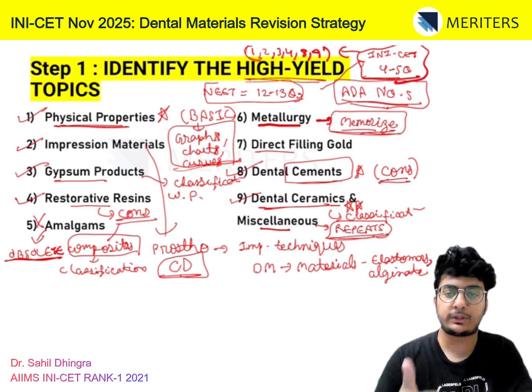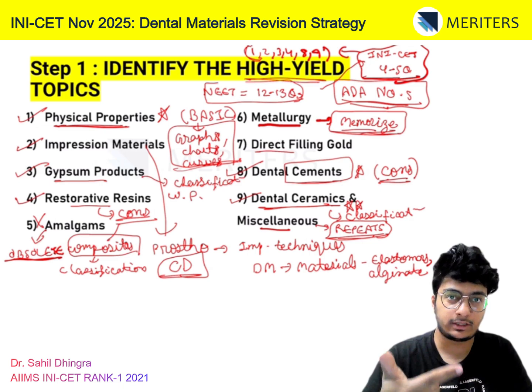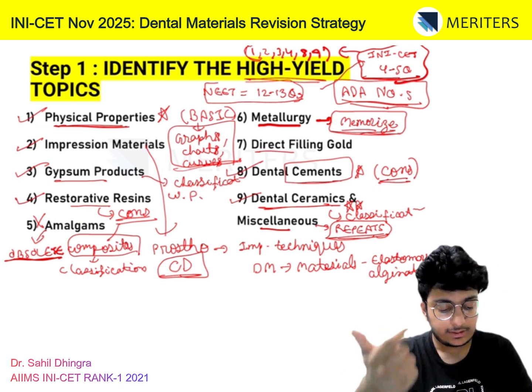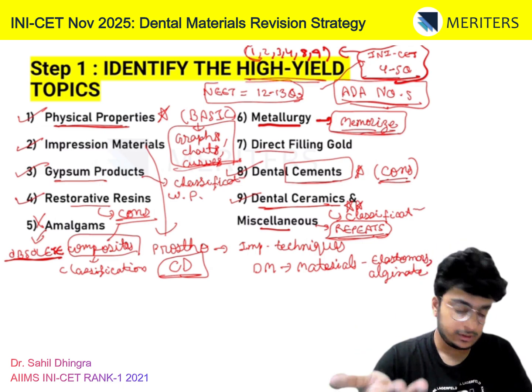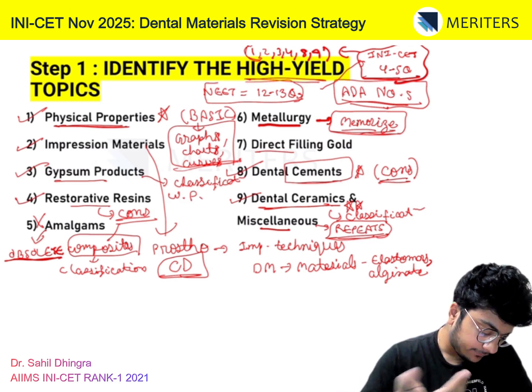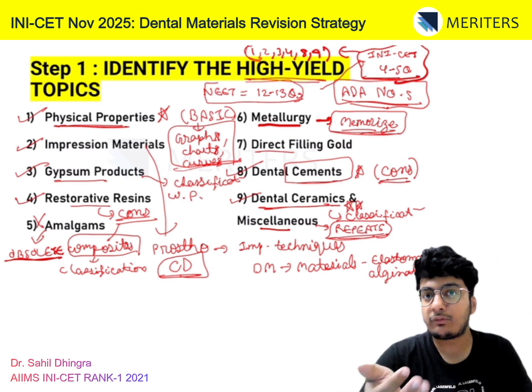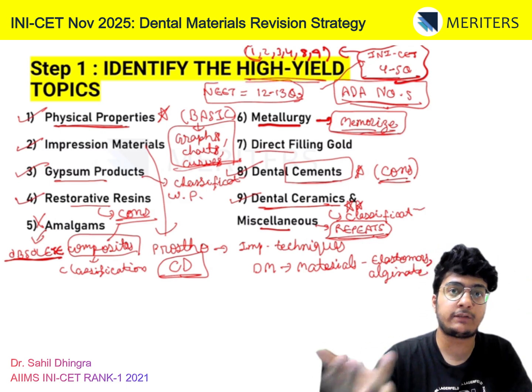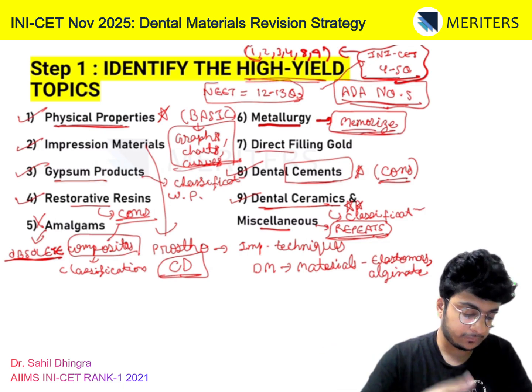So one question from physical properties, then one question from your impression material, specifically elastomers or alginate. Then one question you can expect from gypsum products. Now, most of the times what will happen is if a question from restorative resin is coming, you have already covered that in your cons or operative dentistry. So you don't have to do that again from DM.